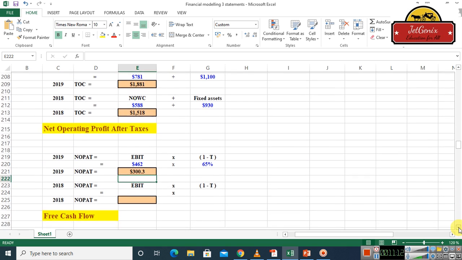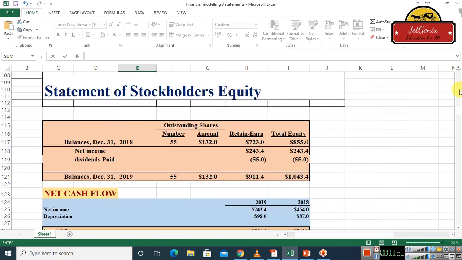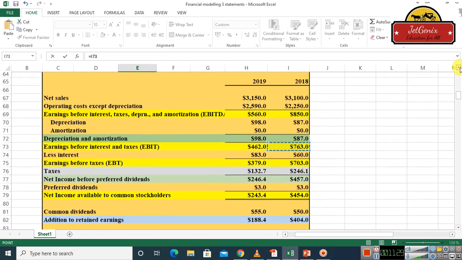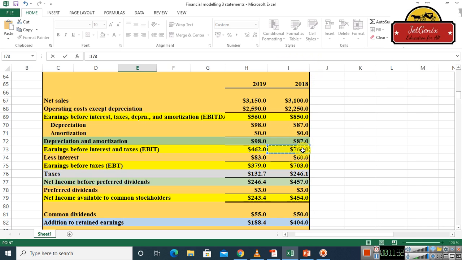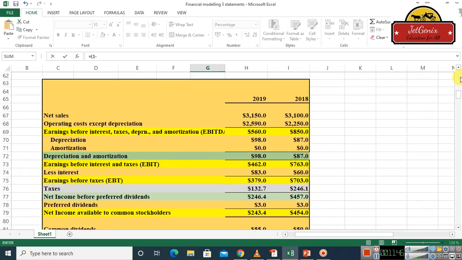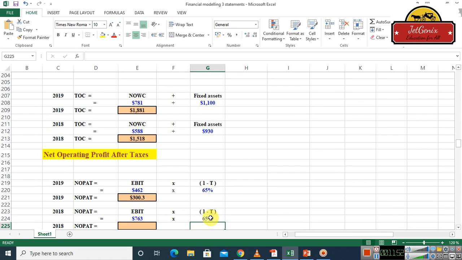And if you want to calculate it for 2018, again press equal and go to the income statement and find the earnings before interest and tax for 2018, okay. This is the 2018 data, you can see it from here, okay. This is the 2018 earnings before interest and tax. So press enter, and again here we have to press equal, parenthesis 1 minus, again I'm going to select the tax rate for 2018, and that is here, okay, this one, and I will press enter, okay. You see again it's 65%.